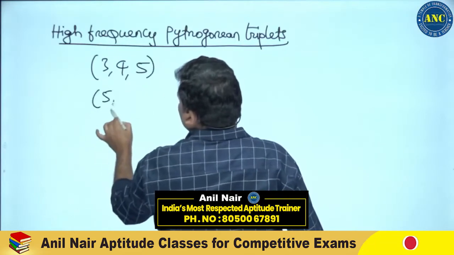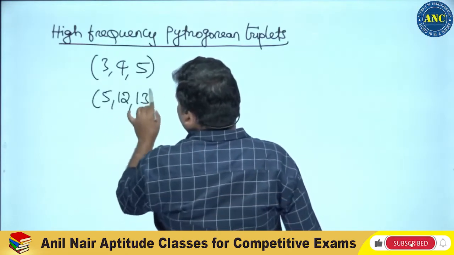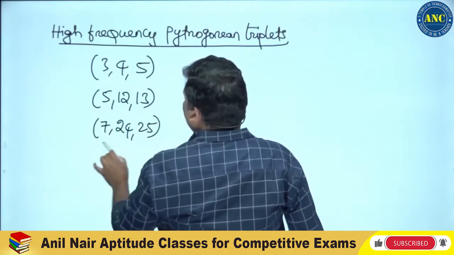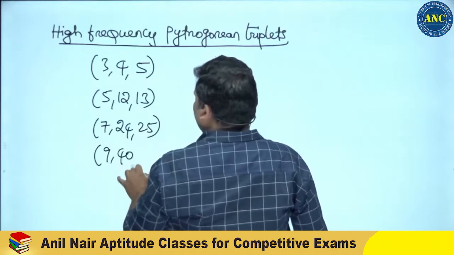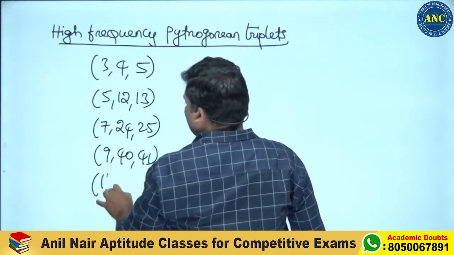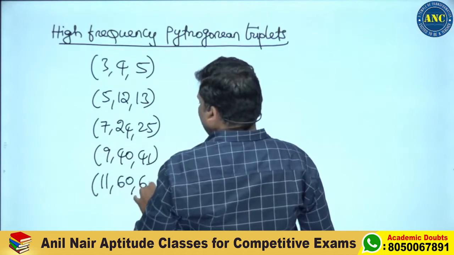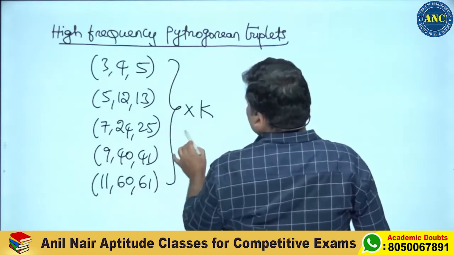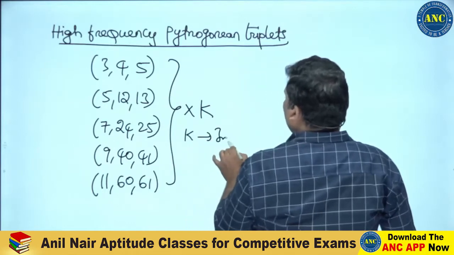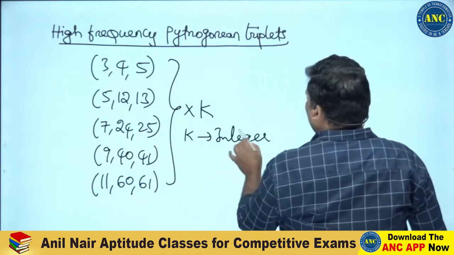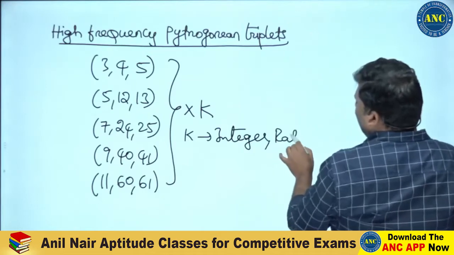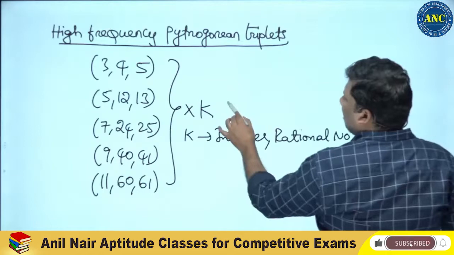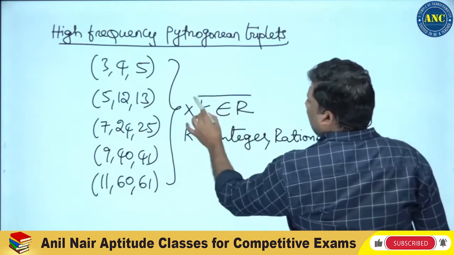3, 4, 5; 5, 12, 13; 7, 24, 25; 9, 40, 41; 11, 60, 61, each multiplied by K. K could be anything. K could be an integer, a rational number, a square surd, anything. K could be any real number.